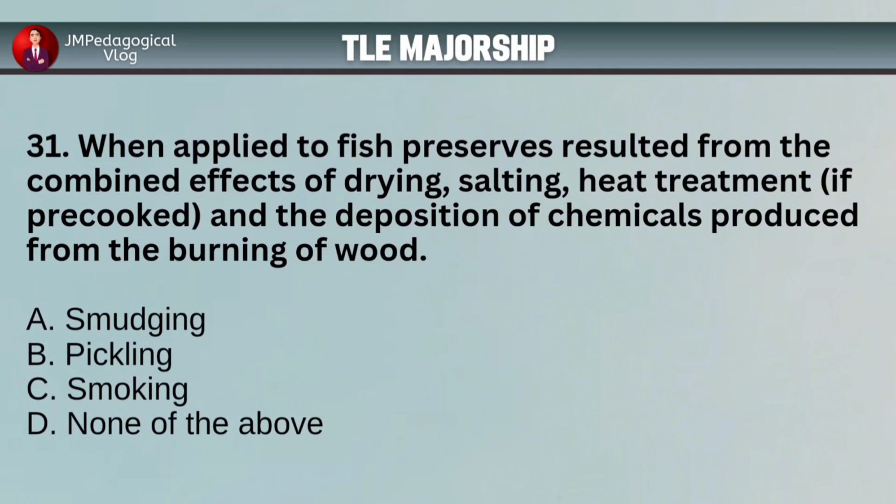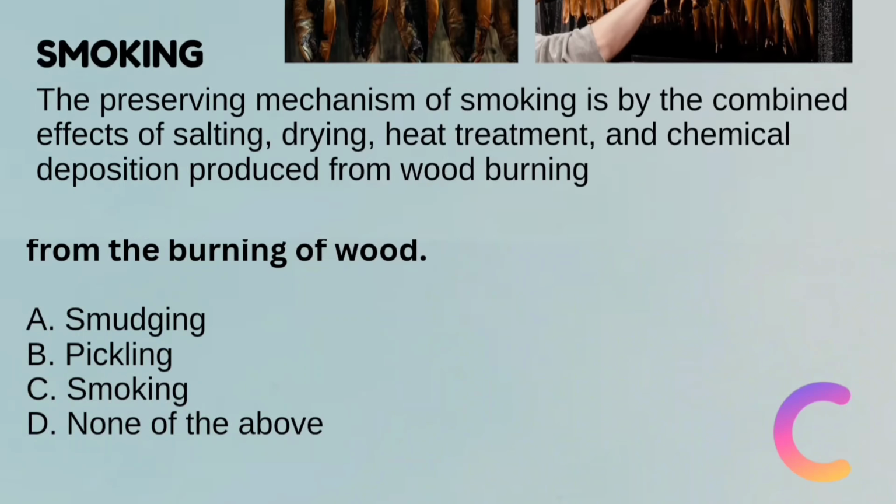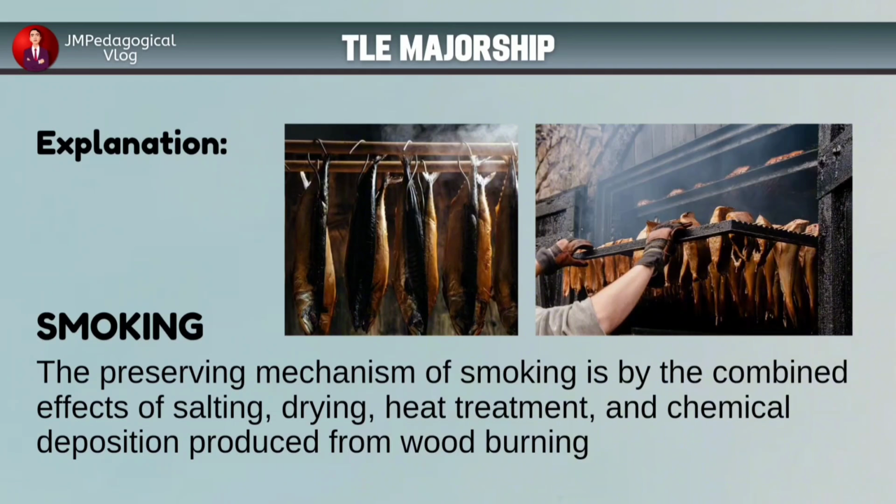31. When applied to fish, blank preserves resulted from the combined effects of drying, salting, heat treatment if pre-cooked, and the deposition of chemicals produced from the burning of wood. A. Smudging. B. Pickling. C. Smoking. D. None of the above. C. Smoking. Explanation. The preserving mechanism of smoking is by the combined effects of salting, drying, heat treatment, and chemical deposition produced from wood burning.